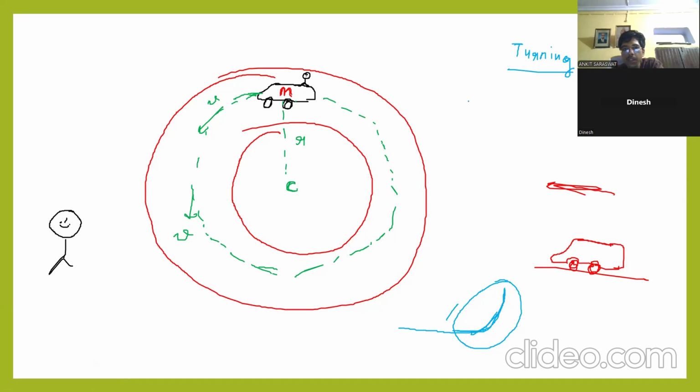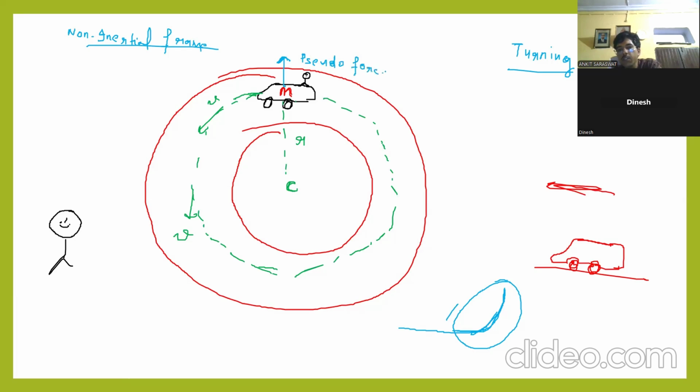So if you are the observer standing on this car, then your frame is a moving frame. That is a non-inertial frame. Because you are on the car, you will feel one force that is away from the center. That is the pseudo force. We say that the pseudo force is the centrifugal force, which is away from the center.